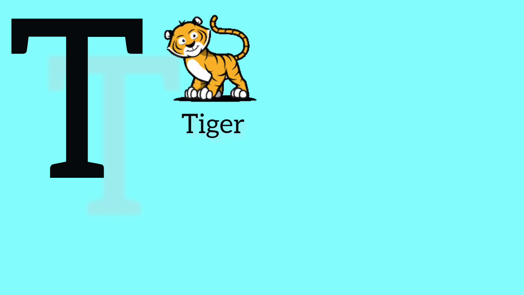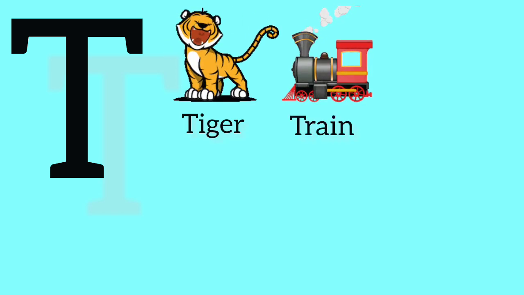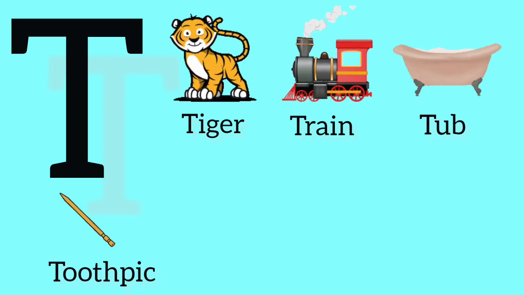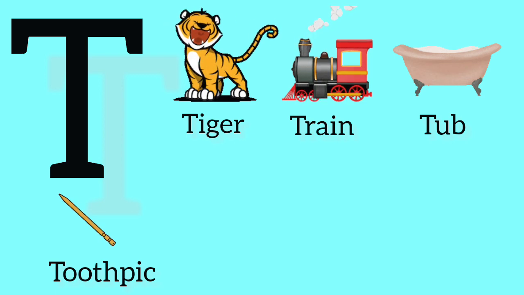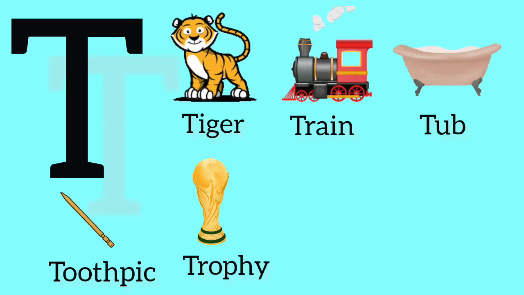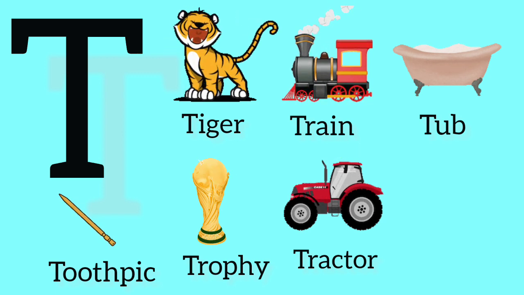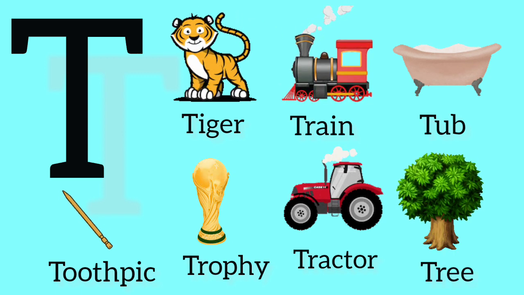T. T is for tiger. T is for train. T is for tub. T is for toothpick. T is for trophy. T is for tractor. T is for tree.